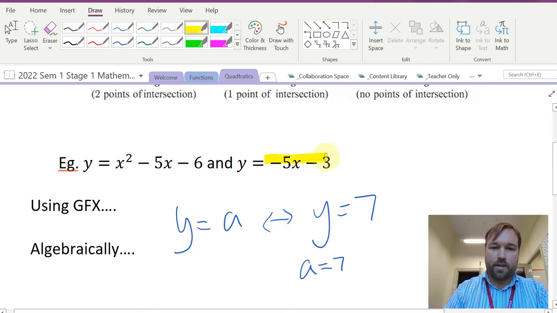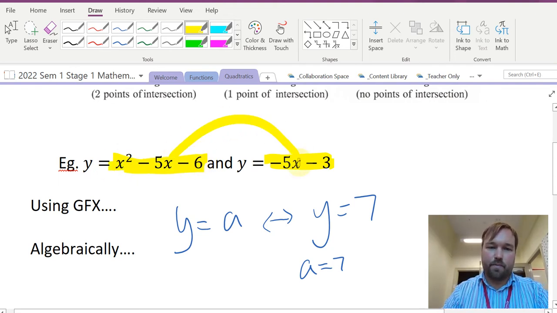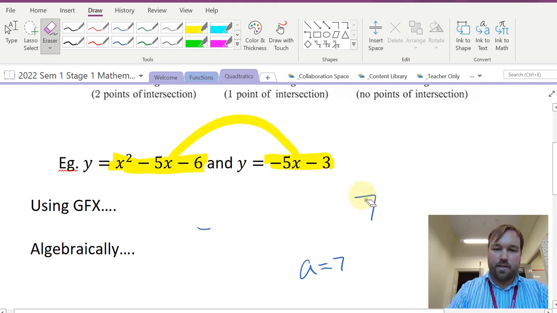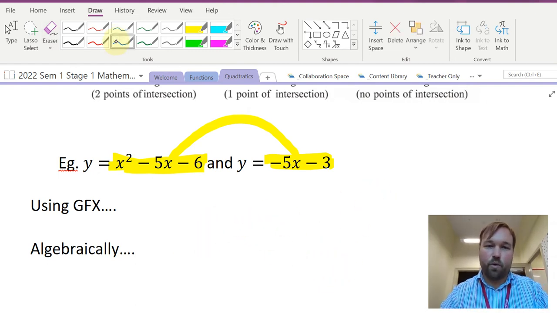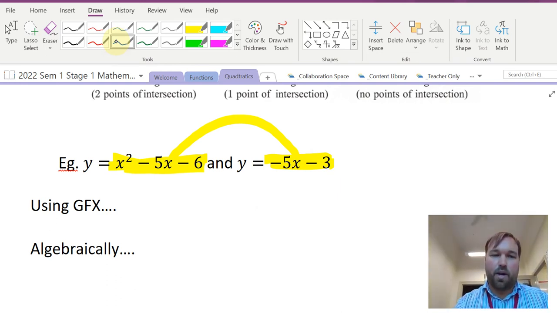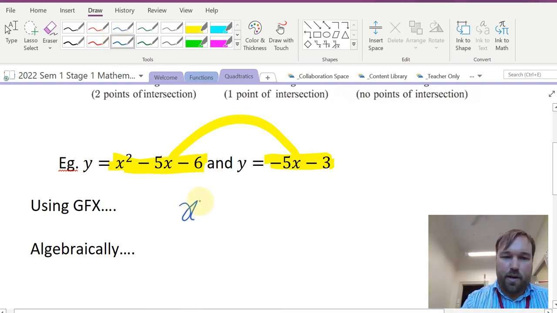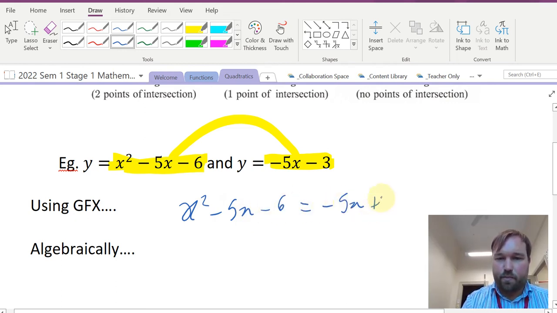If y is equal to something, and y is equal to something else, they must be the same. So that is where we start solving this equation. Effectively, it's simultaneous equations, but it's already set up for us because they've both isolated y. So therefore, we can write x squared take 5x take 6 equals minus 5x plus 3. Why did I say plus 3? Minus 3. And now we solve.